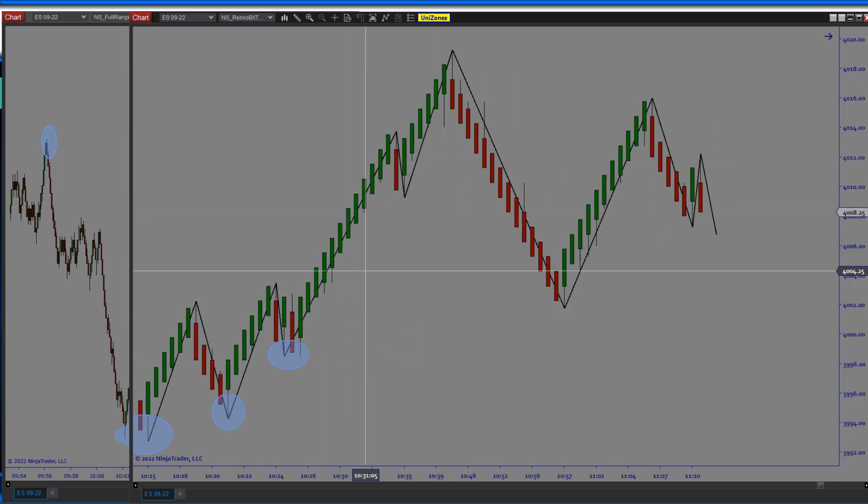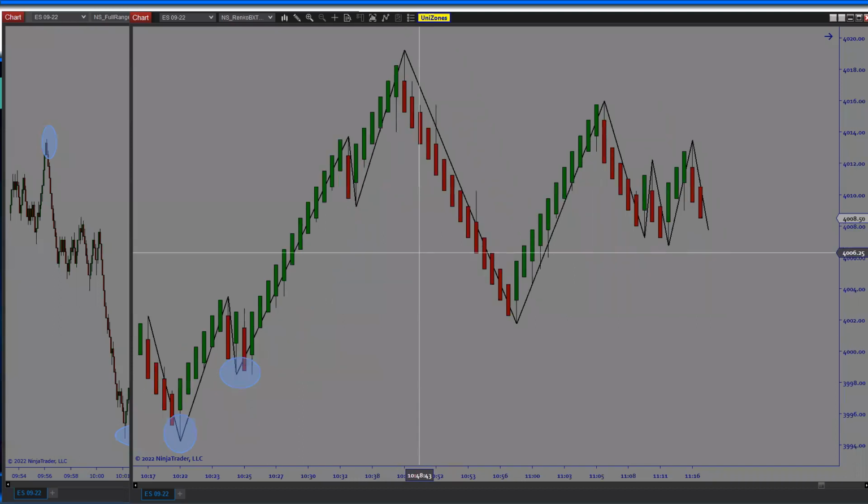And so the way that we're going to trade this is we're going to wait for the market to come back to that area, and we're going to use that as support and resistance.